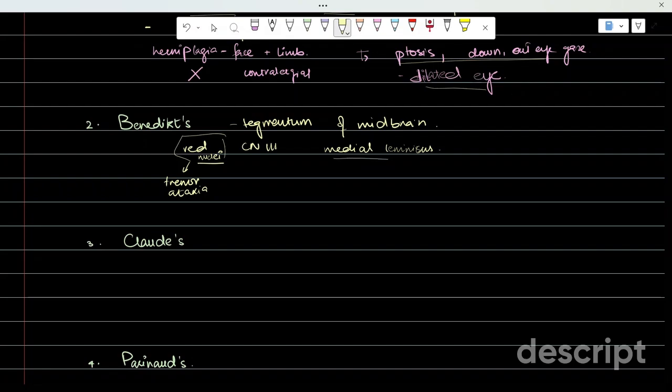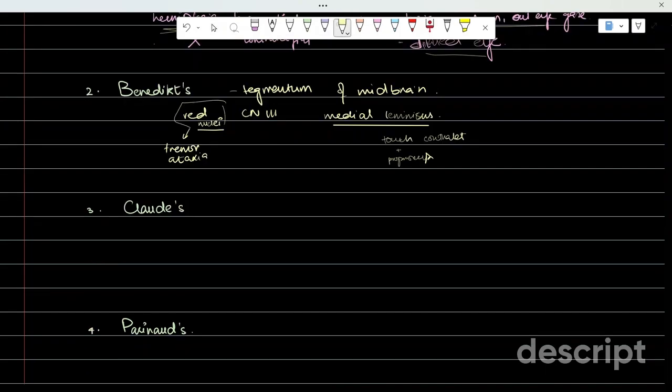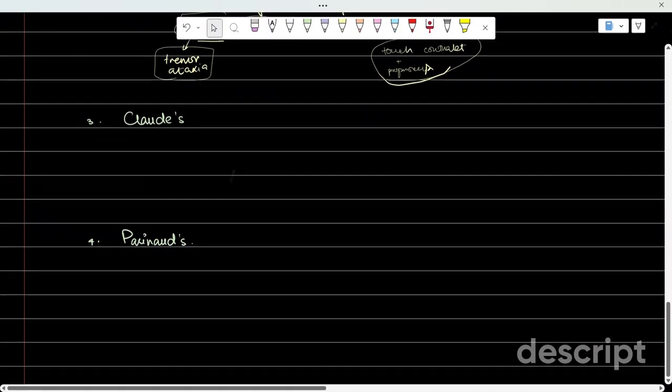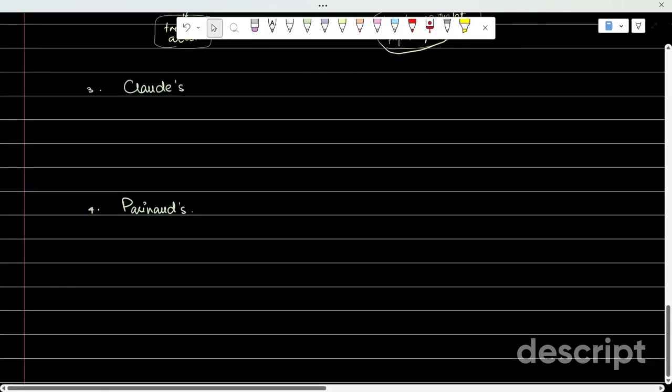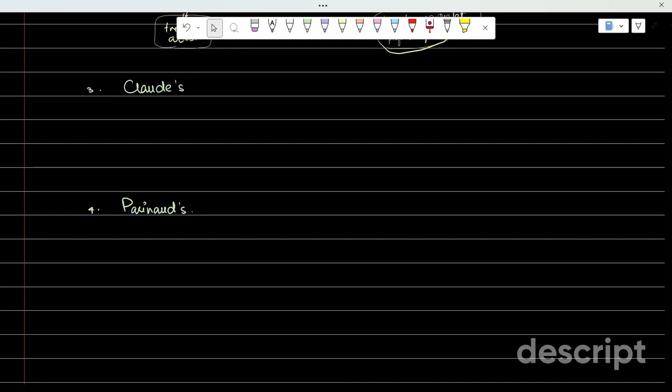And then if there's a loss of medial lemniscus, which is a sensory pathway responsible for touch and proprioception, there is contralateral loss of touch and proprioception. So if you see tremor, ataxia, cranial nerve 3 symptoms, and sensory loss related to touch and proprioception, it will be Benedikt syndrome. The Claude's and Parinaud syndrome are not very important. Claude's is again due to tegmentum involving red nucleus and superior cerebellar peduncle, and this will be tremor and ataxia but no sensory loss.